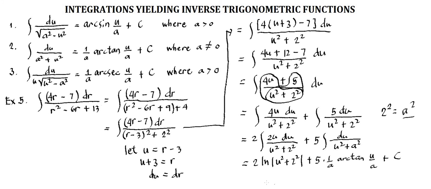Okay? So, kaya nun, ibalik natin yung value ng u at saka ng a. So, nagkakaroon tayo ng 2 ln of u squared. Yung u natin, r minus 3, r minus 3 squared, and then plus 2 squared.